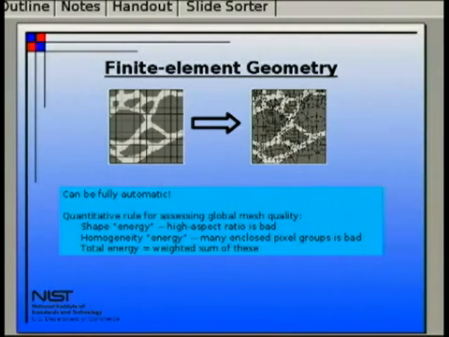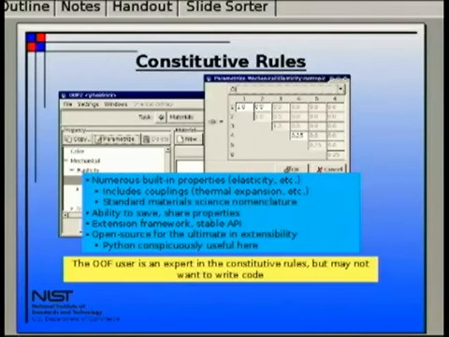For the finite element geometry, that's the one I just did. One of the problems with this particular scheme is that I have some slides here that are supposed to be hidden, and they're not hidden anymore.